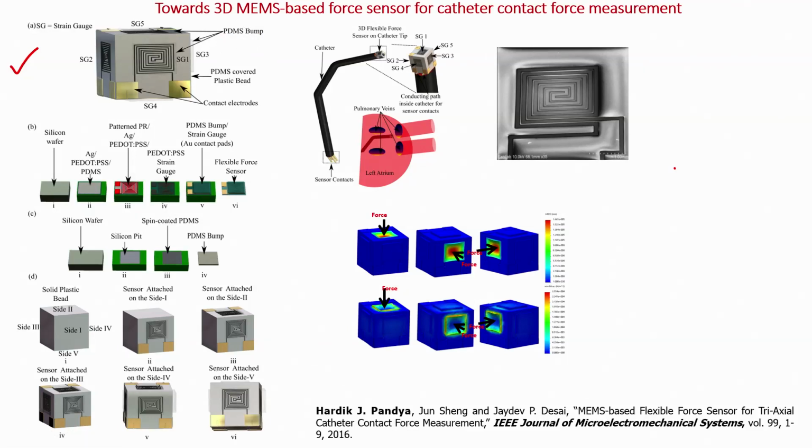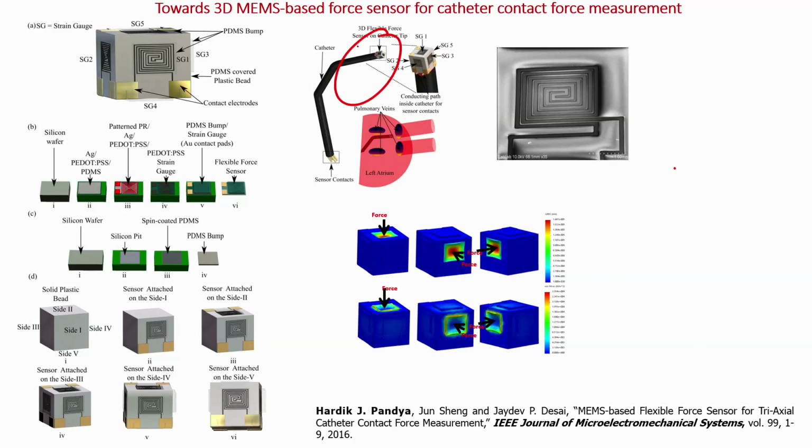Now, we have contact electrodes and we have a PDMS covered plastic bead, right. So, there is PDMS covered by plastic bead, or a plastic bead on which there is PDMS. The substrate here that you can see is nothing but a plastic bead. See, this is again a preliminary work. In this preliminary work we are using a plastic bead to understand whether we can have a 3D MEMS based force sensor, but like I said, can it actually be used in atrial fibrillation?